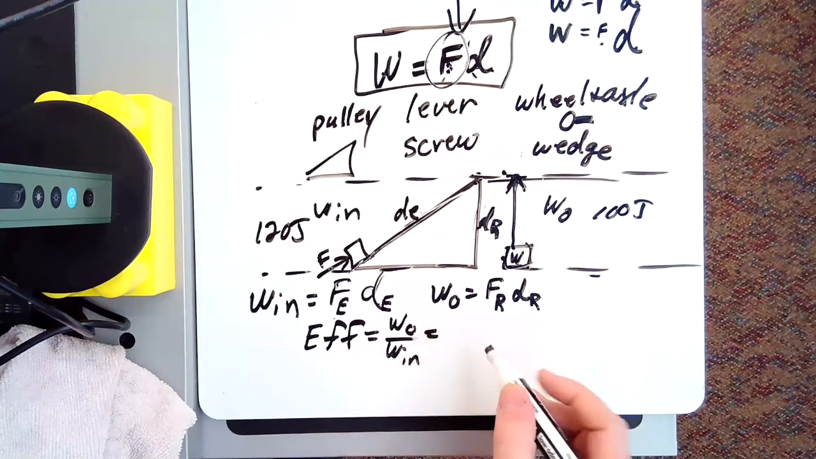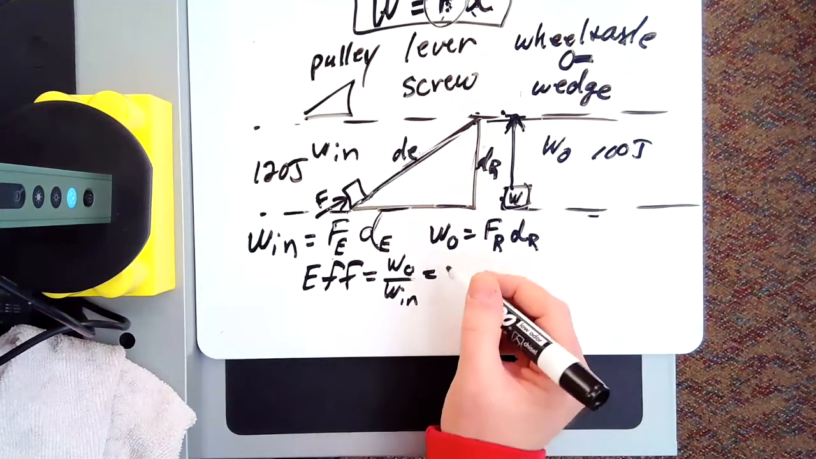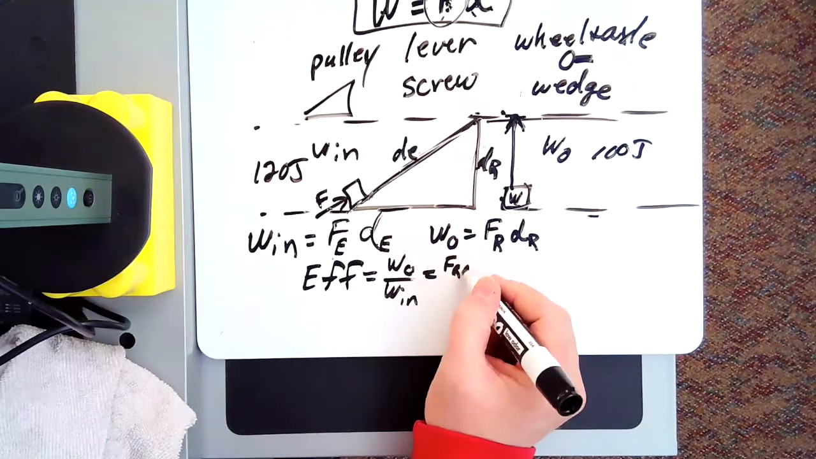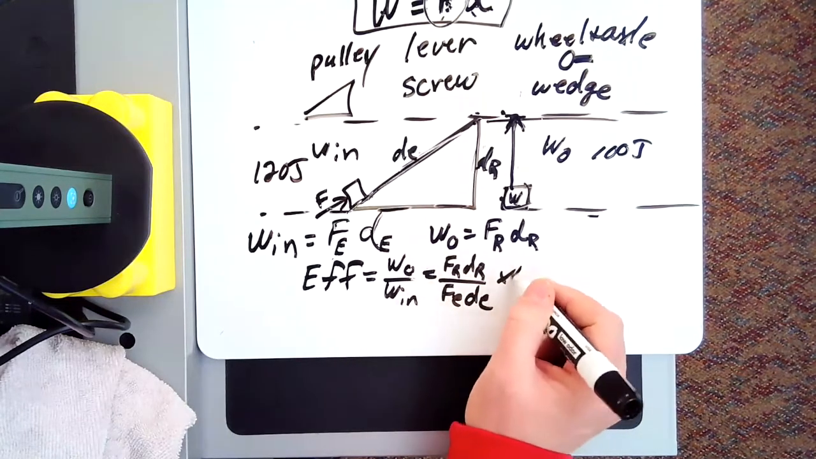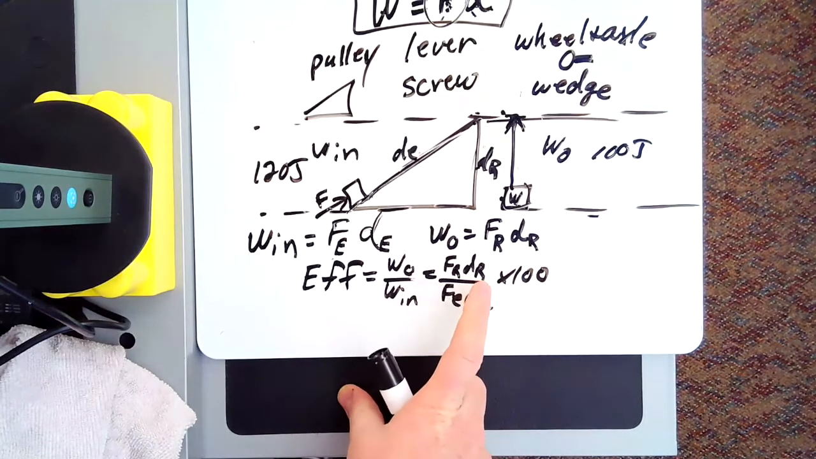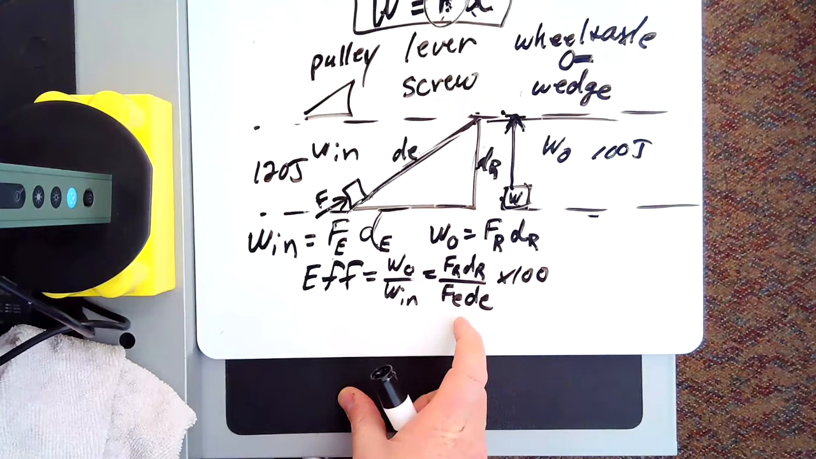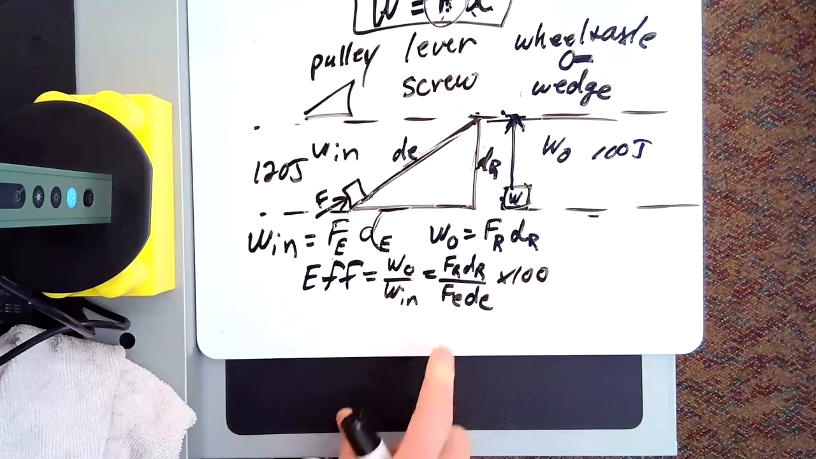Work out over work in is your new equation for today. It's your efficiency equation, and of course that would be FR dR over FE dE times 100. It's your resistance force times your resistance distance, which basically is your weight times your height, over how much force you actually put in times the distance that you actually pushed it yourself.